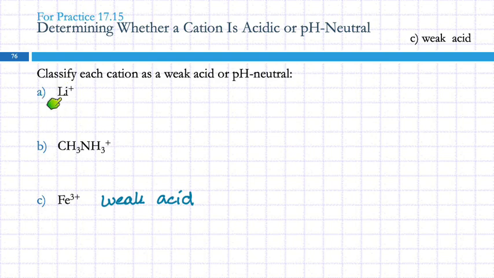Well, what about Li+? Is that the conjugate acid of a base? We don't really think of it that way. It is the counter ion of lithium hydroxide. This is a strong base. It ionizes completely, and so it does not let the lithium ion do anything. So this is going to be pH neutral.